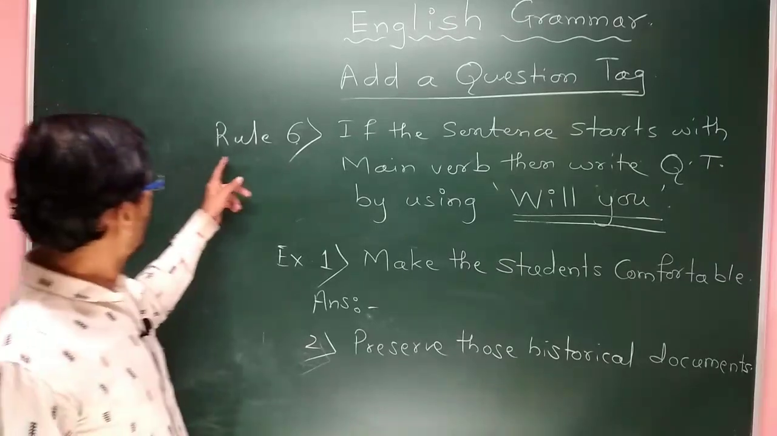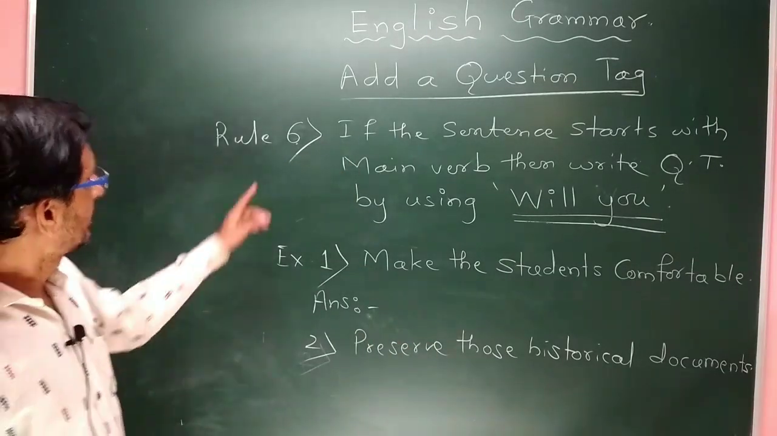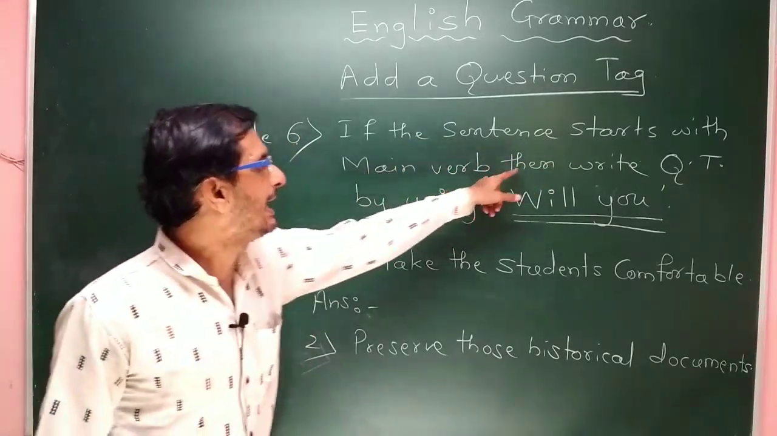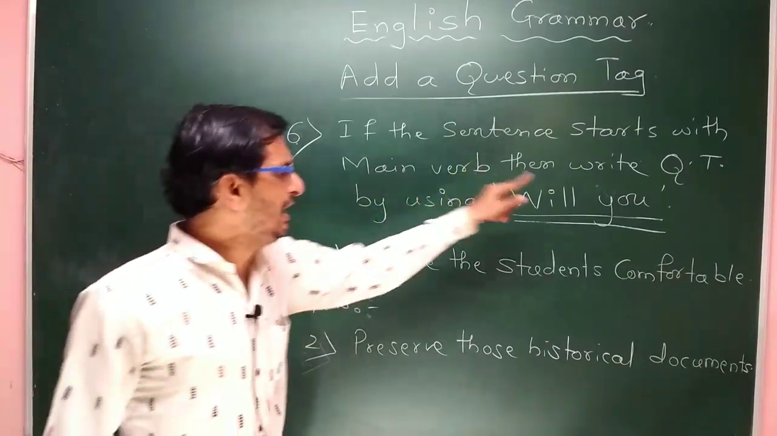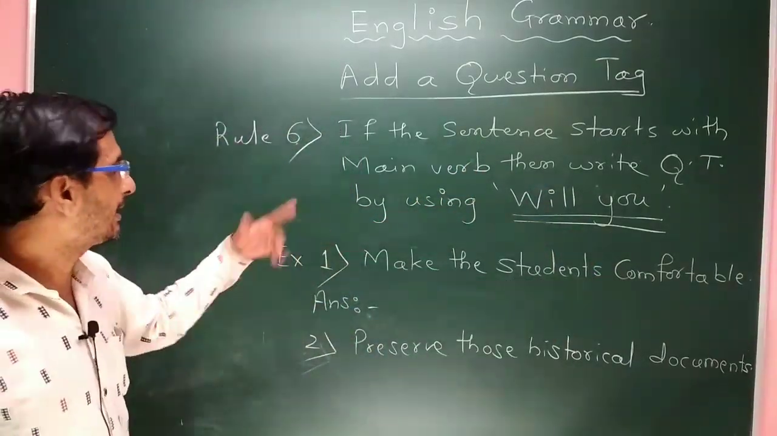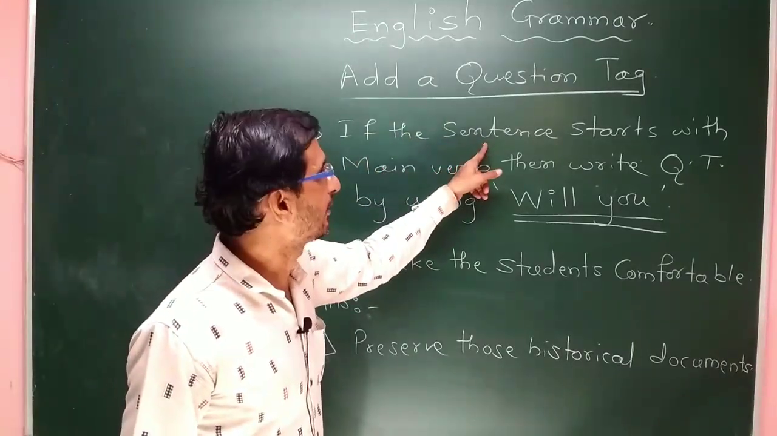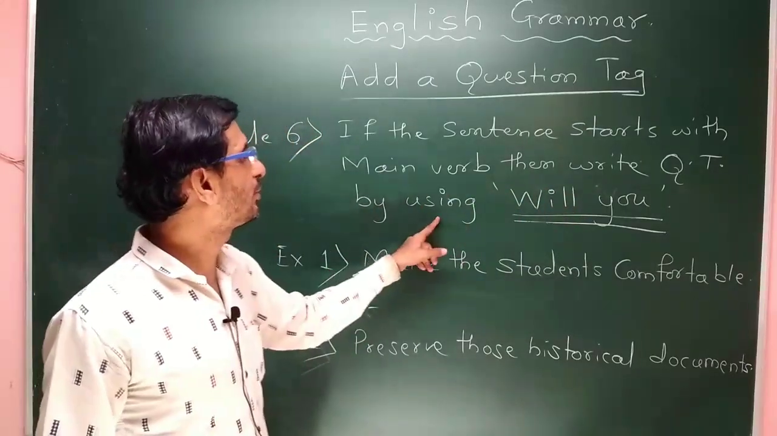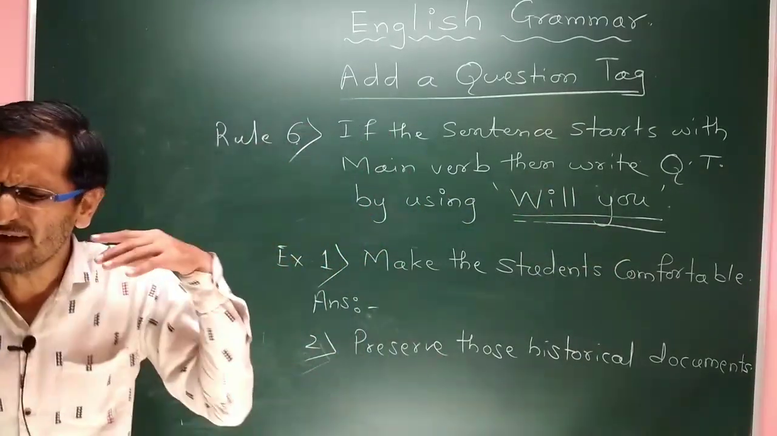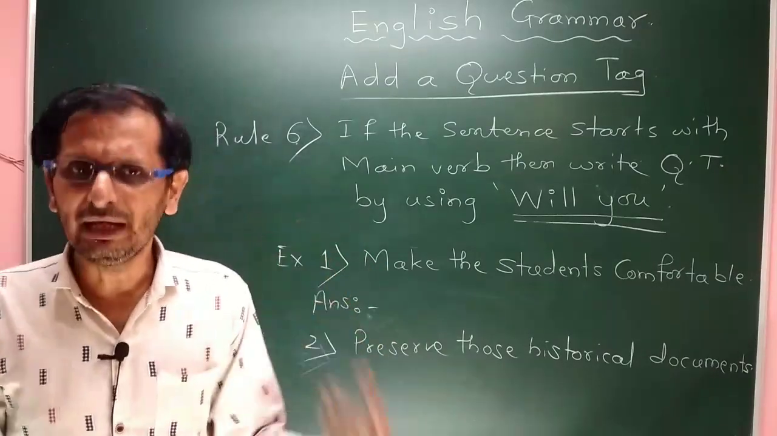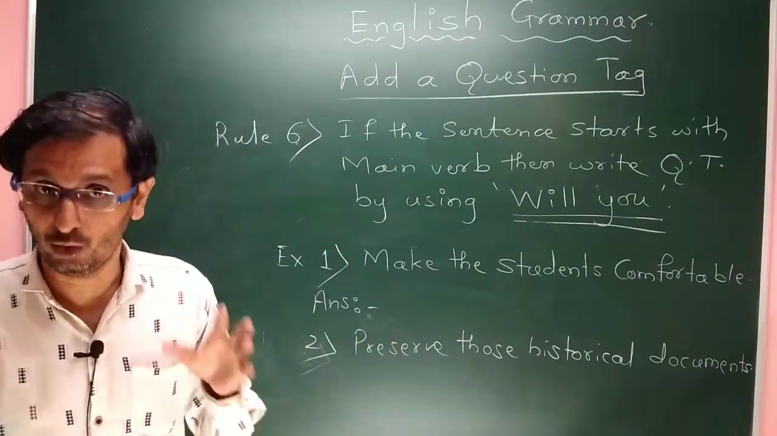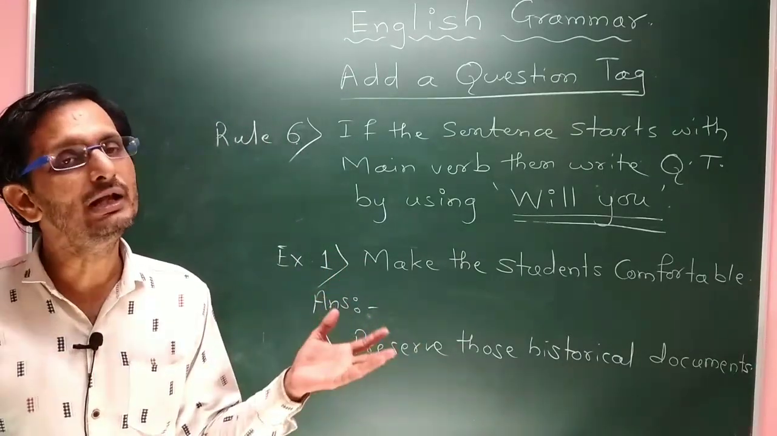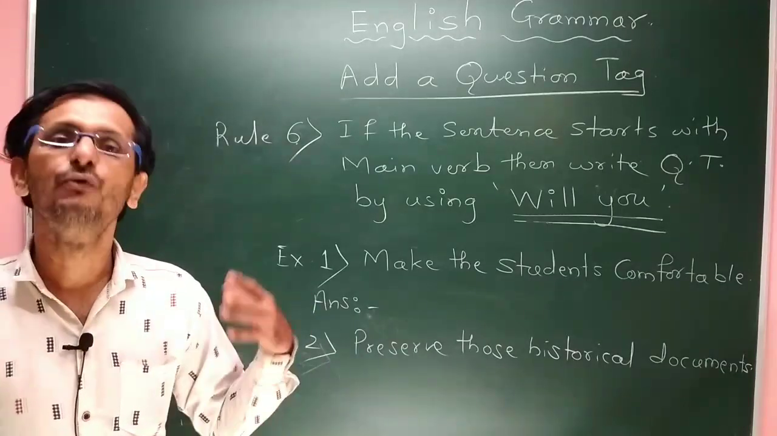Okay students, now rule number 6 of the add a question tag. You can see the rule over here. If the sentence starts with the main verb, then write QT by using will you. Again, read the rule. If the sentence starts with the main verb, then write QT by using will you. If any sentence starts with the main verb, not a helping word, I'm warning you, it should start with the main verb, then you can write the answer will you.